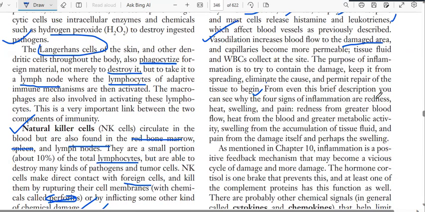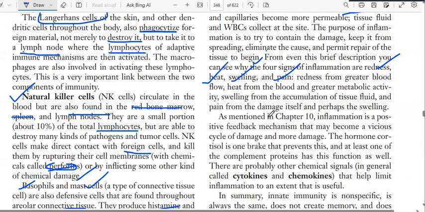So, what are the signs of inflammation? There is redness, heat, swelling, and pain. Why the redness? Redness is from greater blood flow. Heat is from the blood: because more blood is coming, more heat is coming, and greater metabolic activity is happening. Swelling is from the accumulation of tissue fluid, because the tissue fluid is more, so the swelling is there. And pain is from the damage itself. Okay, why the pain? Because of the damage.